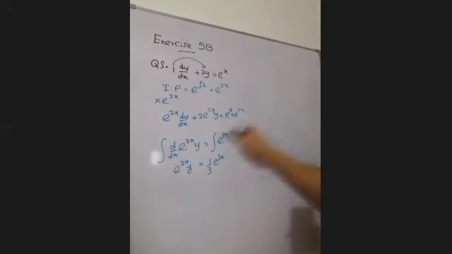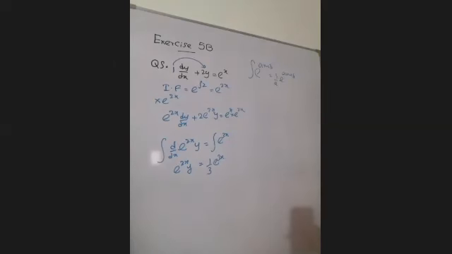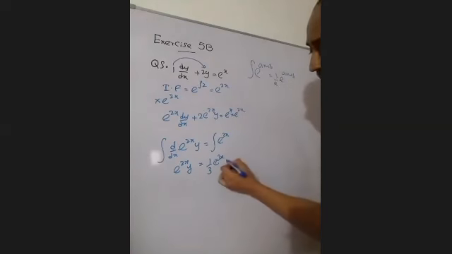The formula for the integration of e to the power ax plus b is 1 over a. That is the answer for that. So with that, you can get this answer. Then you can write plus c.